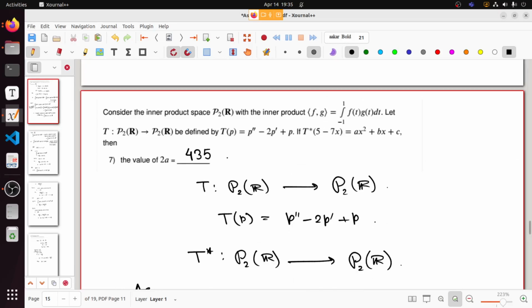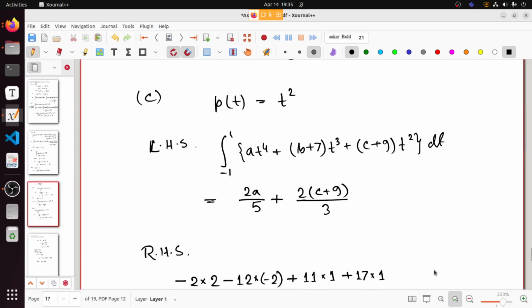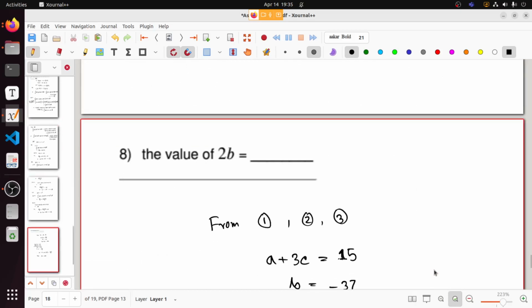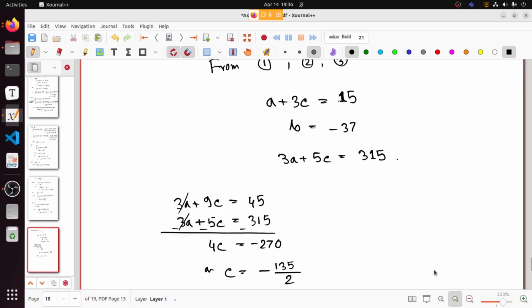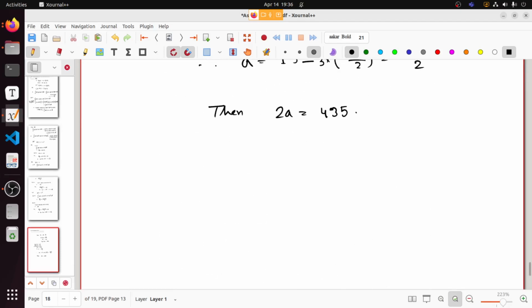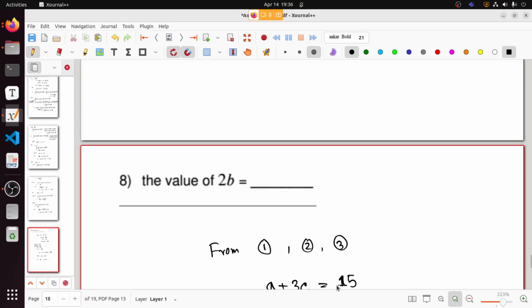So we get question number 7. The value of 2a is 435. Okay. Question number 8. Value of 2b. B is minus 37. So 2b is 2 times minus 37. So it is basically minus 74. So the value of 2b is minus 74.